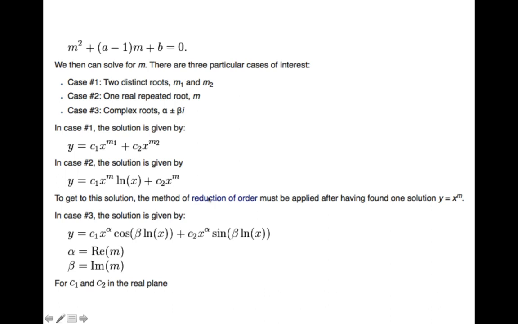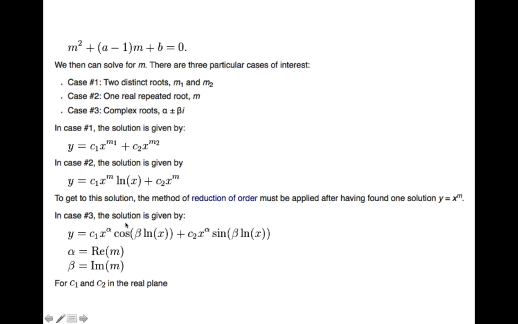And this reduction of order, that's basically the same thing you do if we were solving a second order differential equation with unknown constant coefficients. So in case 3, this would be the case where you have complex conjugate pairs.